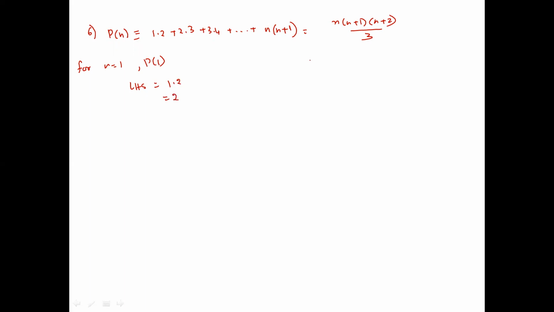Let us take question number 6. The statement P of n is given as 1 into 2 plus 2 into 3 plus 3 into 4, and so on, n into n plus 1, equal to n into n plus 1 into n plus 2 by 3. First, for n equal to 1, we will take P of 1. On the left hand side, the first term, that is 2. Now, on the right hand side also, I'll put n as 1. 1 plus 1 is 2, 1 plus 2 is 3, by 3. So 3 and 3 cancel. The answer is 2. You can see left side answer and right side answer both equal 2.